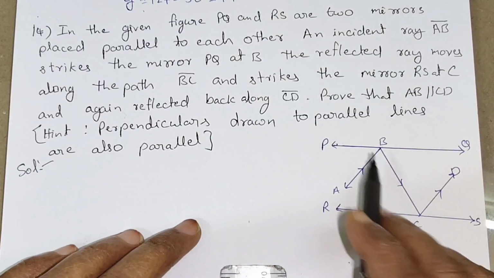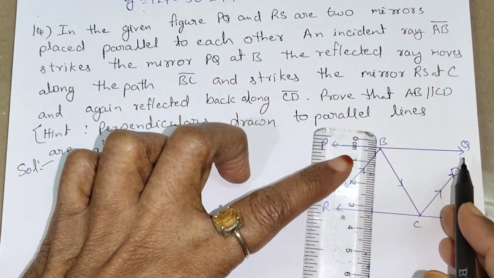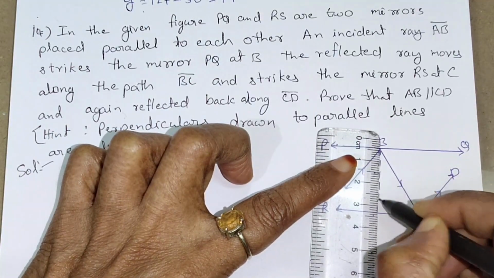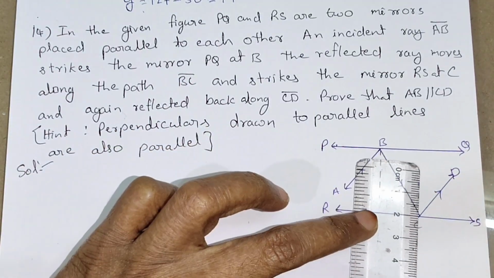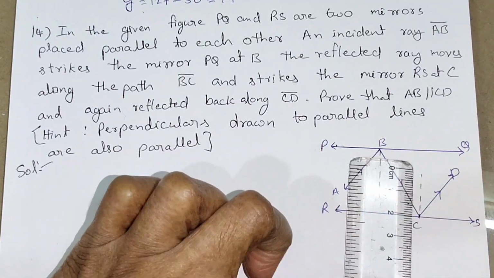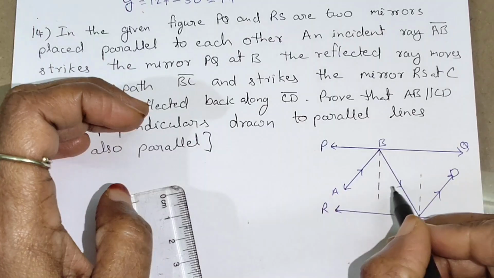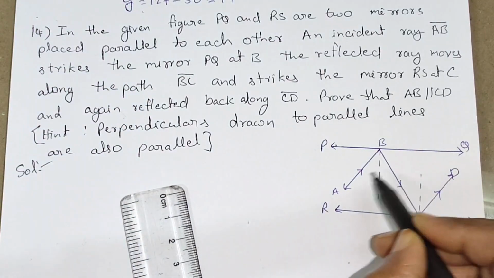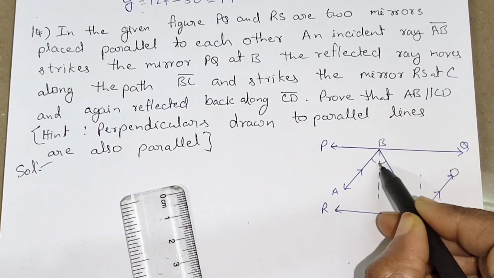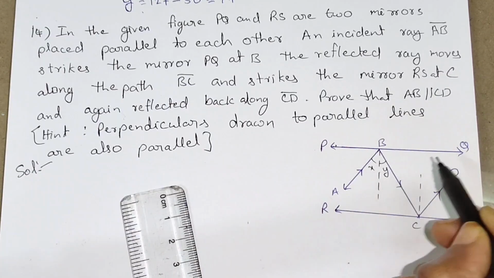First, we draw the perpendicular line to PQ, here B2. Next, again we draw the reflected point, here the perpendicular line to RS. So these two are the perpendicular lines. First, the incident ray and reflected ray angles are equal. So these two, angles x and y, are equal.